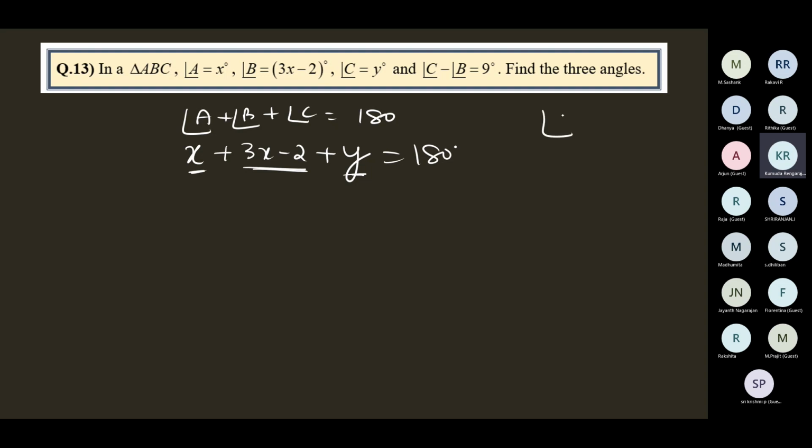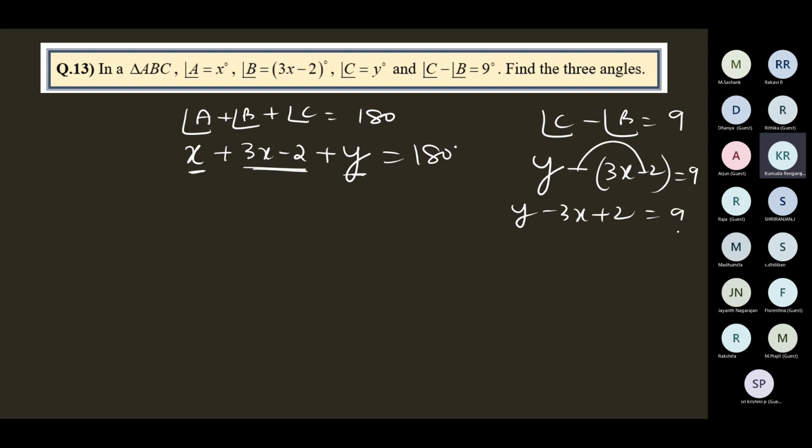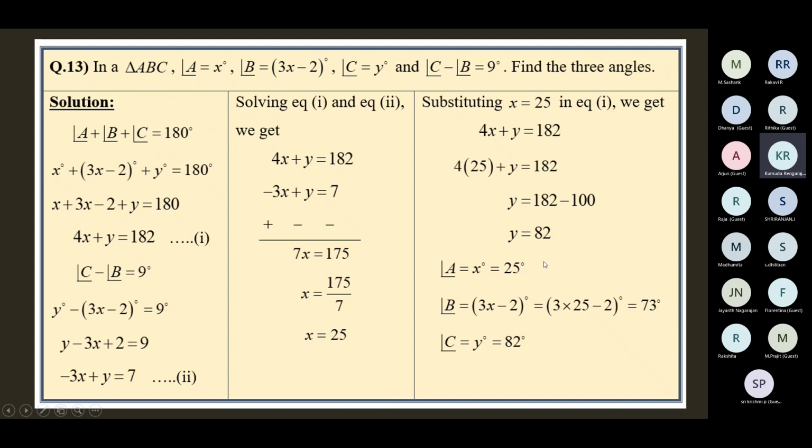Then the other equation is angle C minus angle B is equal to 9. Angle C is Y minus angle B. Be very careful. Write 3X minus 2 in a bracket, because it's minus B. So Y minus, in a bracket, 3X minus 2 is equal to 9. Now you know Y minus 3X plus 2; minus into minus is plus 2, equal to 9. So you get another equation. Solve these two equations and find the values of X and Y. Have a look, children. Please go through the slide, children.